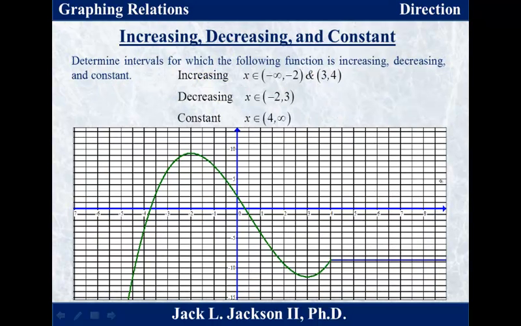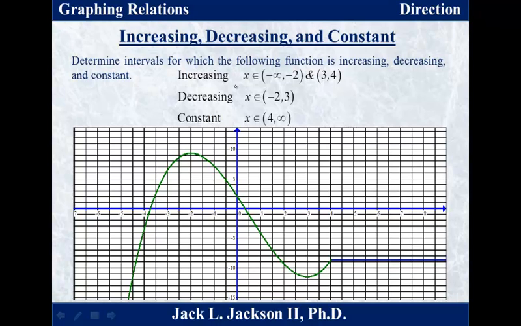Now this is one graph. I've changed colors, but consider this all one graph. This green part and this dark blue part down here is all one graph. Where is it increasing, decreasing, and constant? Well, it's increasing. Notice when you start here, as we go left to right, it's going up. And let's assume that this continues forever to the left in the same manner. So it goes from negative infinity up to negative 2.